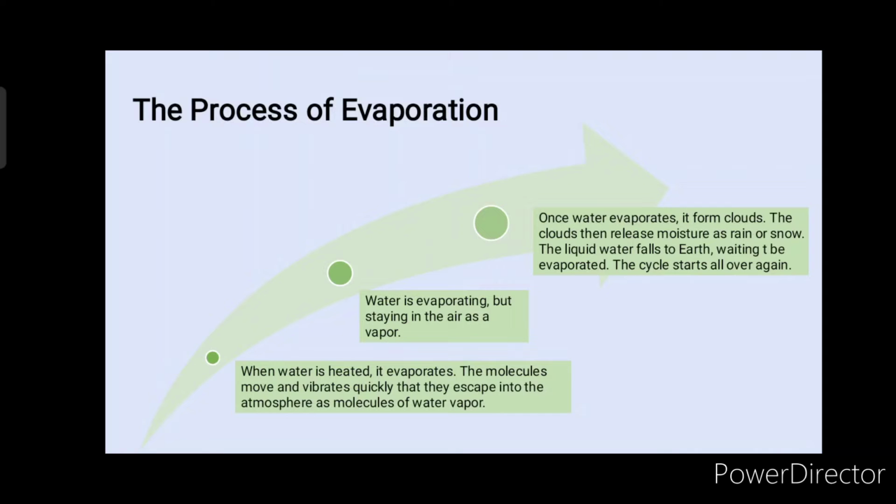Once water evaporates, it forms clouds. The clouds then release moisture as rain or snow. The liquid water falls to earth waiting to be evaporated. The cycle starts all over again.